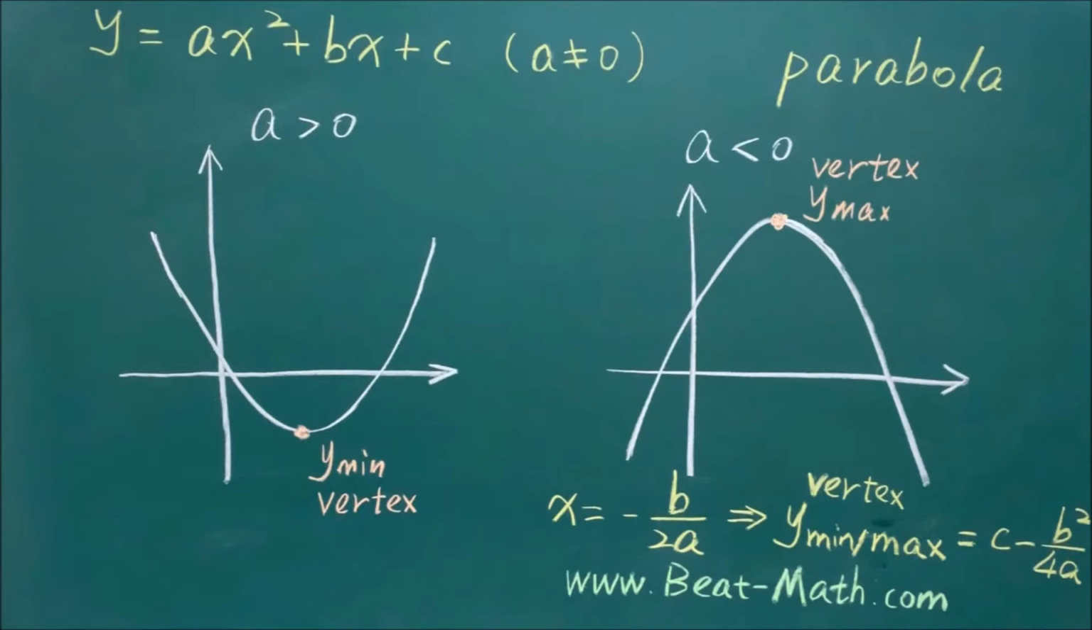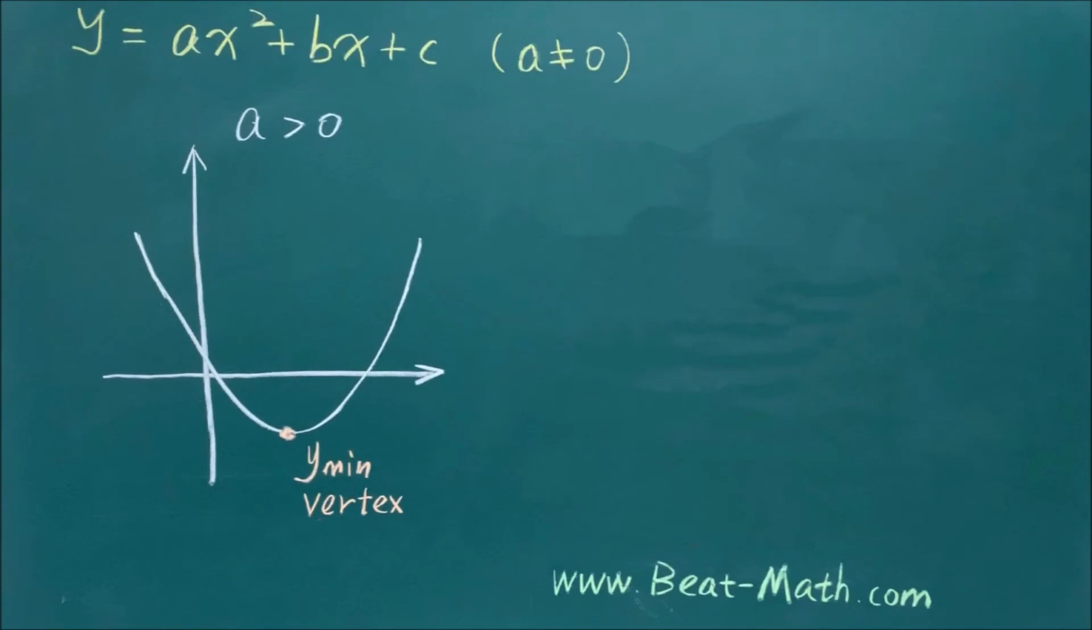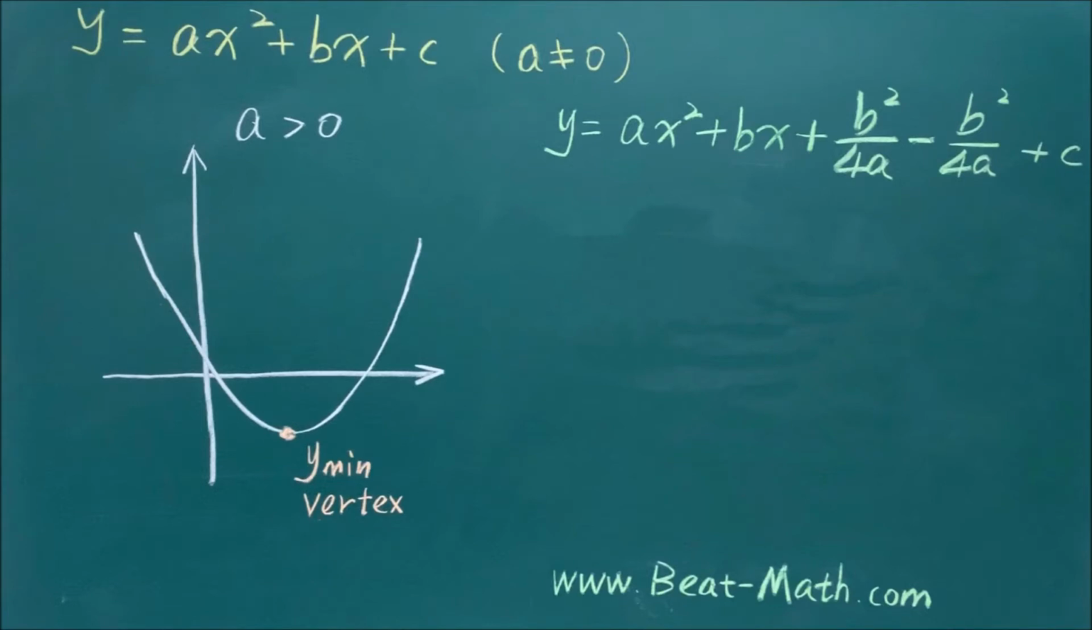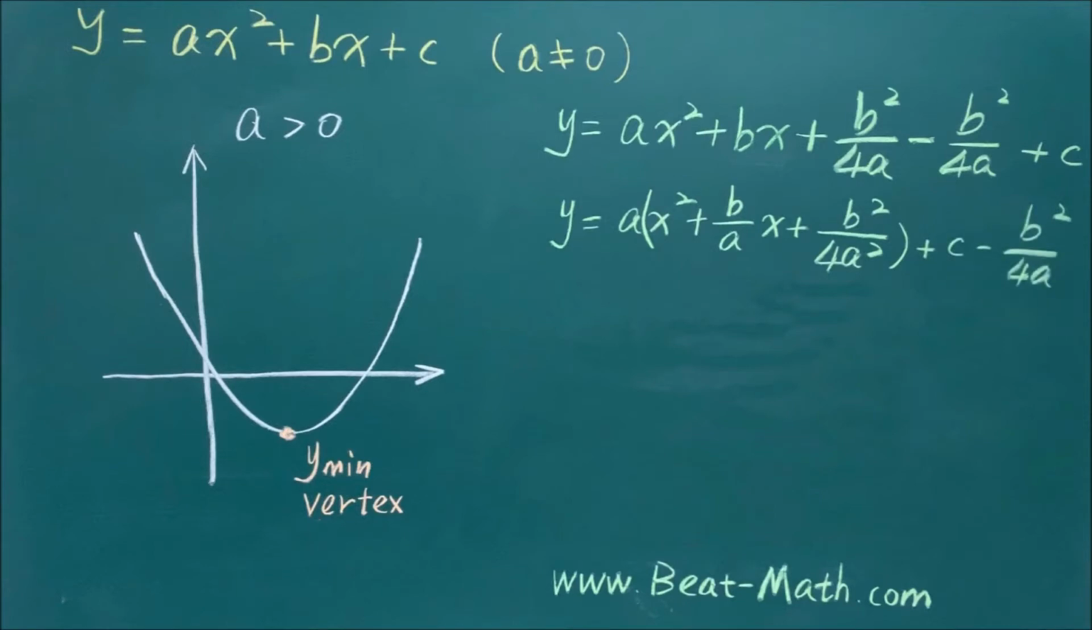Now let's see how to prove it. Let's use the complete the square formula. Just add and subtract b squared divided by 4a at the right side of the function and get y equals ax squared plus bx plus b squared divided by 4a minus b squared divided by 4a plus c. Factoring out a from the first three terms, the function turns into y equals a times (x squared plus b divided by a x plus b squared divided by 4a squared) plus c minus b squared divided by 4a.